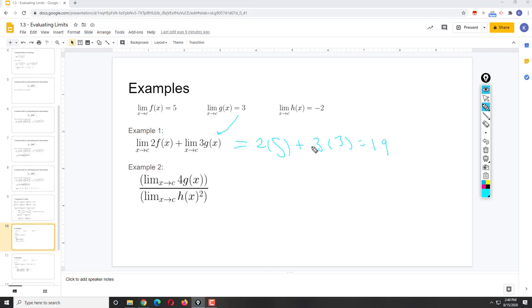Example 2, the limit of 4g of x over the limit of h of x squared. All the x's are approaching c. Same thing, so 4 times 3 over negative 2 squared. That's 12 over 4, which is 3.